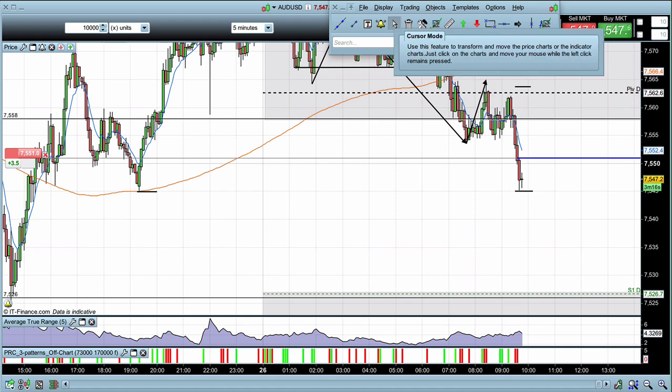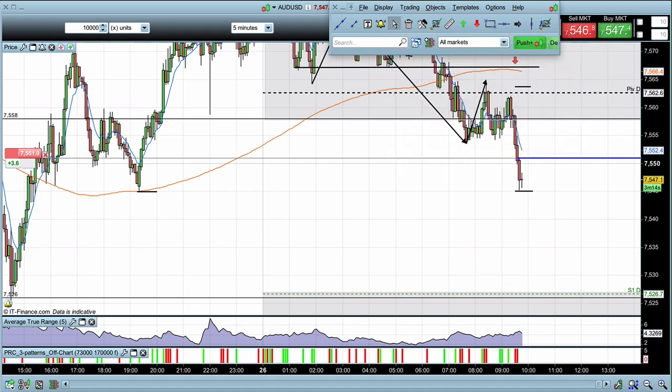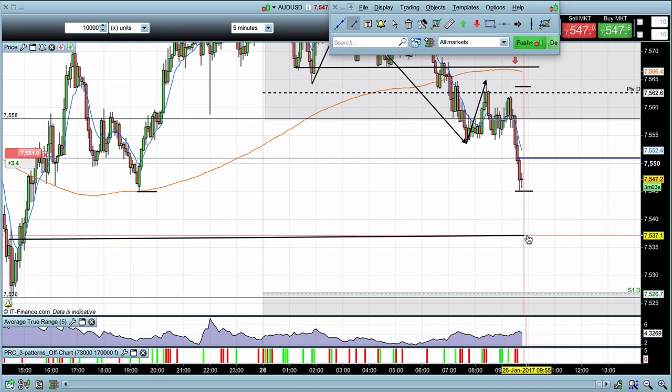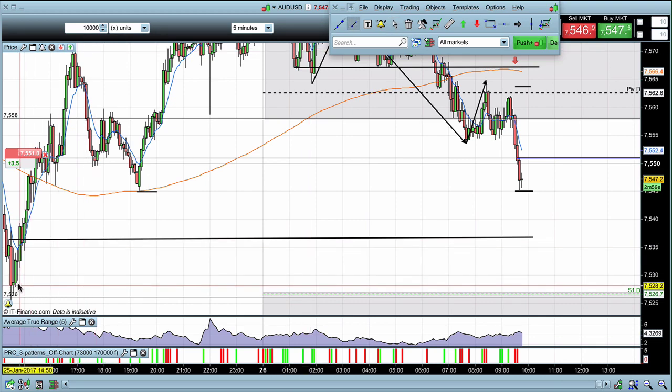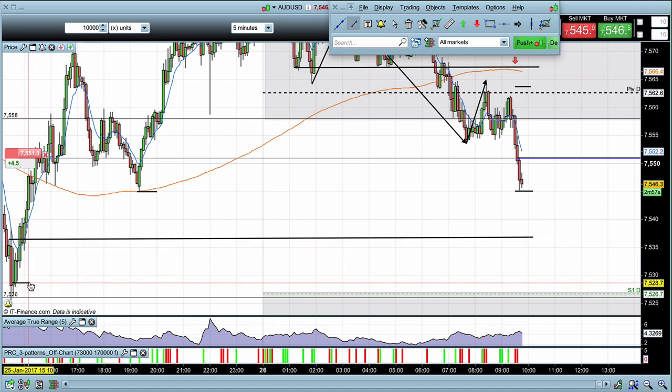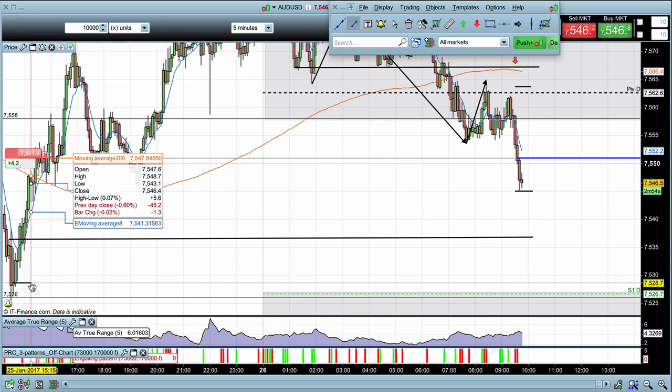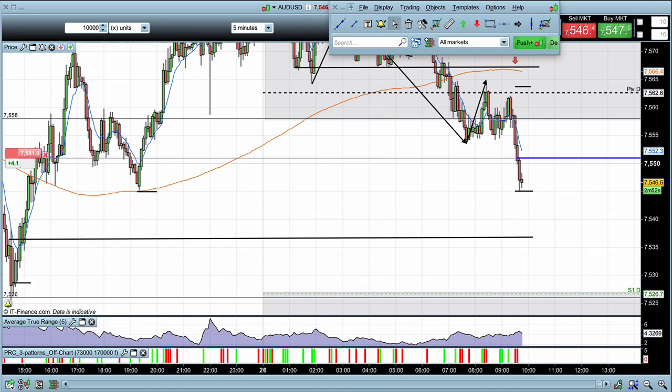I am looking to take this market down around about 1-to-1 risk to reward or slightly better, but we'll see how the market reacts on the way down. Support likely to come in at these levels also, with much stronger support down at these levels, so 7,530. So let's see how this trade gets on.